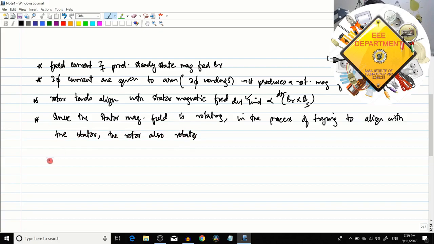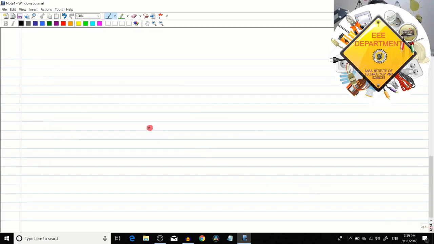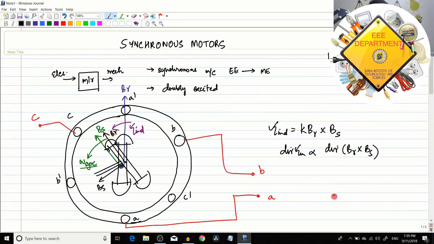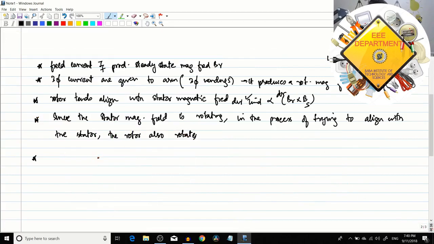Now, there is an angle between BR and BS, and we usually call that angle delta. See, this is BR and this is BS, and the angle between these two is delta. The more the angle delta, the more will be the induced torque. We have seen that in alternators also, so the same thing is valid here. The larger the angle between the fields, the more is the induced torque.